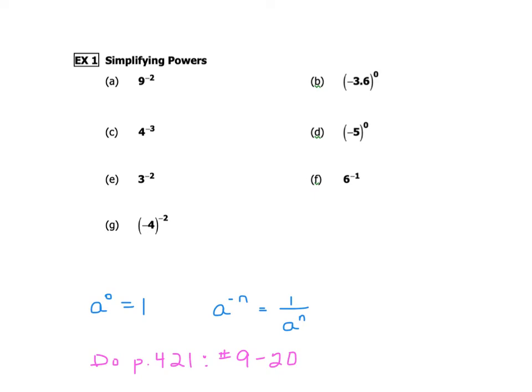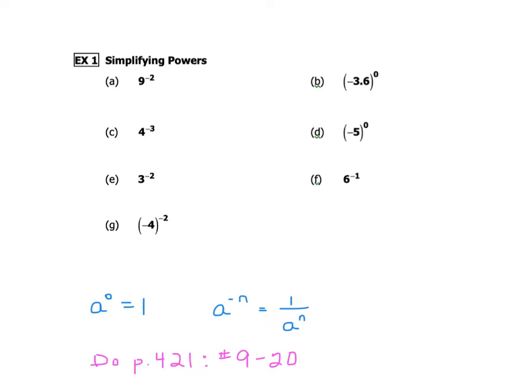Here are some simple examples we're going to do together. Now I rewrote the rules at the bottom of the screen for you, and notice that these examples explain exactly how to do page 421, numbers 9 through 20. So you might want to go ahead and do those right away as soon as we finish this part of the video. Just pause it, you can pick it up again later.